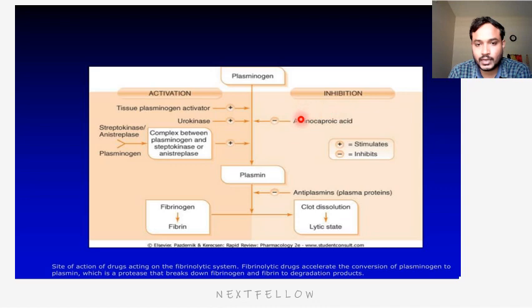Here some other drugs are also there. This is aminocaproic acid. It inhibits these tissue plasminogen activators. These drugs are antifibrinolytic drugs. What are those? Aminocaproic acid and tranexamic acid. They inhibit these tissue plasminogen activators, so obviously there is no conversion of plasminogen to plasmin. So there will be no fibrin dissolution, and obviously fibrin will accumulate. It will be helpful in coagulation. So antifibrinolytic drugs are helpful in the formation of coagulation.